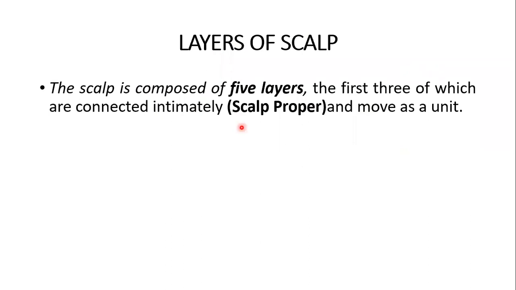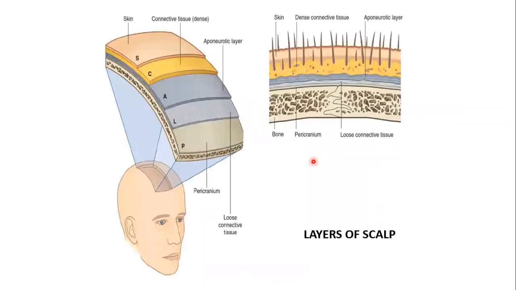So layers, there are 5 layers. The first 3 of which are the scalp proper, which are very closely intimately related with each other and move as a unit. So this is the scalp proper, first 3 layers and the total of 5 layers. So you see, this is the word scalp, S-C-A-L-P, and each letter of this word serves as a keyword for all these 5 layers of the scalp.